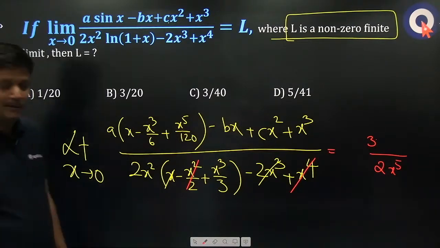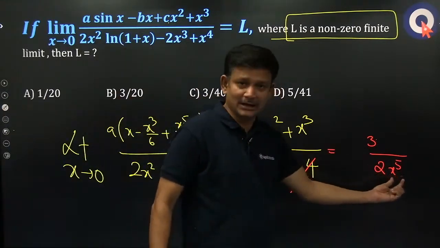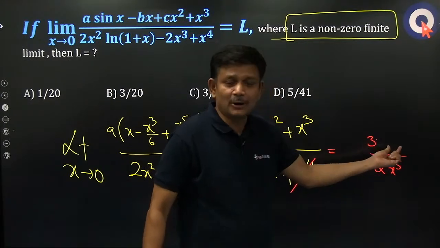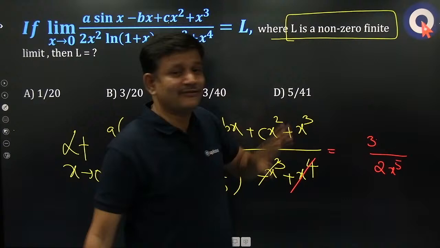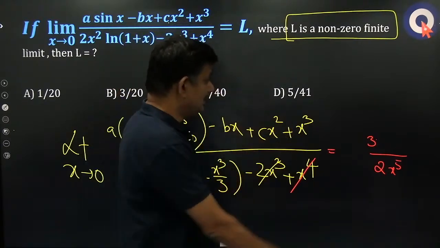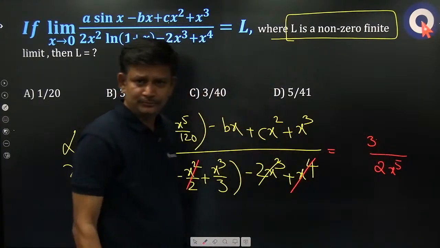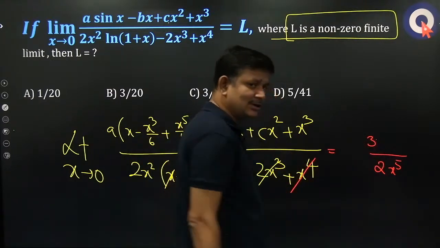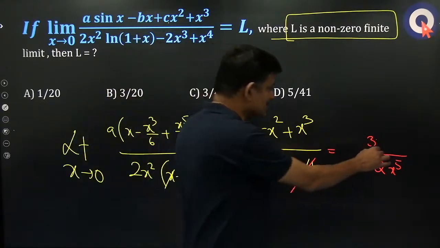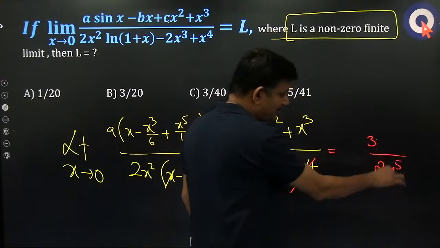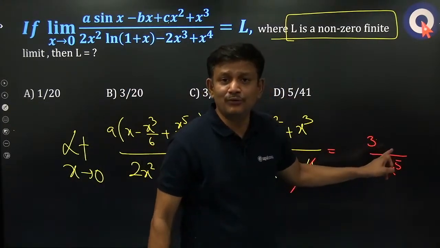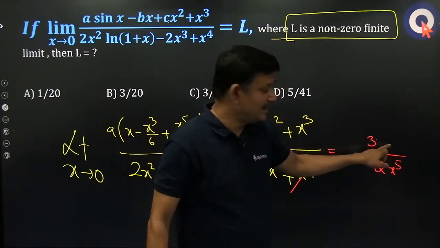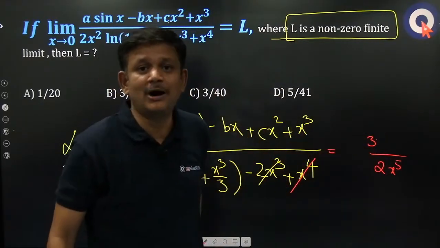Automatically, because you have x power 5 here, if your series stops with x here, the answer will be infinitely large, but I want a finite number. So can there be an x term here? No. Can there be an x square term here? No. Can there be an x cube term here? If there is an x cube term, the limit will be 1 by x square, which is again infinity. Can there be x power 4? No. So finally there should only be an x power 5 term.